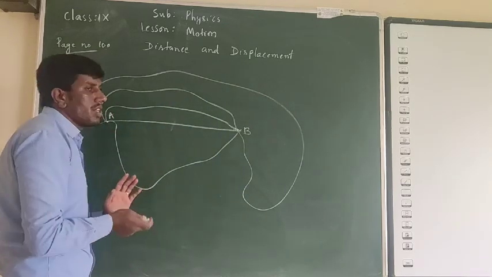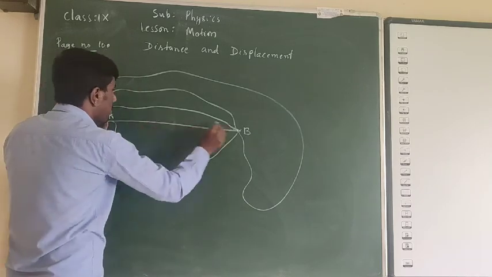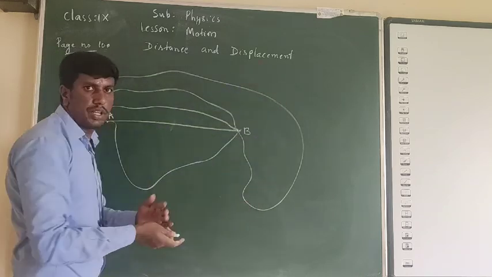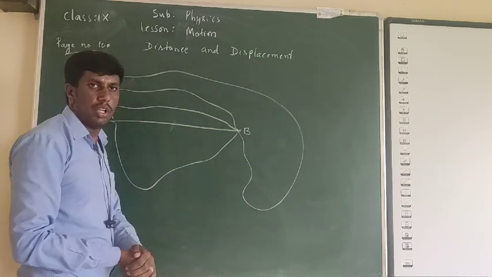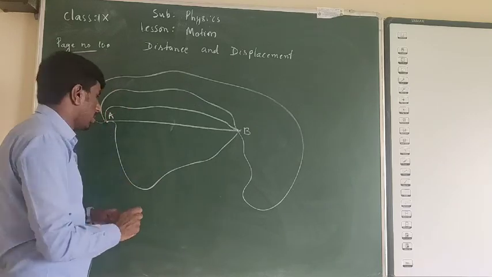Now let us come to the concept that distance doesn't have any particular direction. So this is also a distance, this is also a distance, and this is also a distance. Distance is the length covered. It doesn't have any particular direction. That is distance.